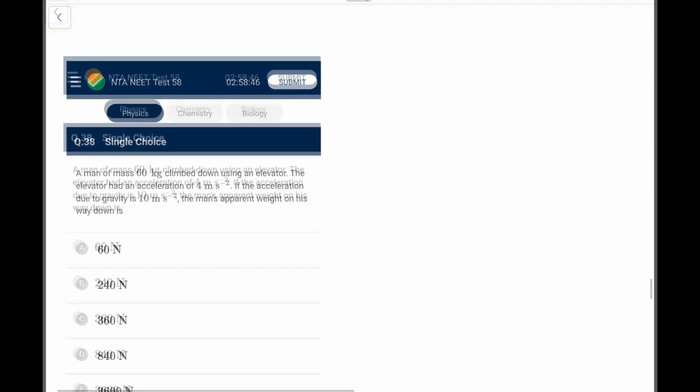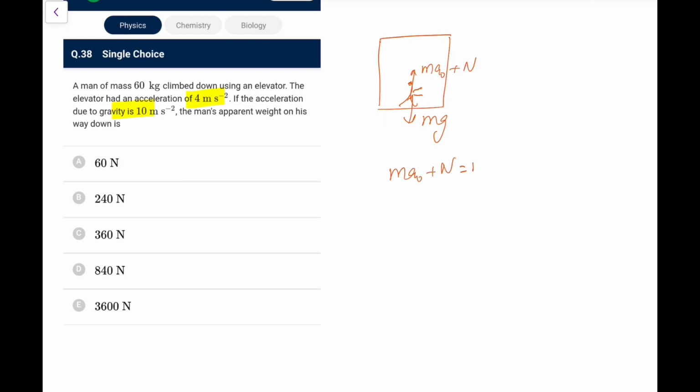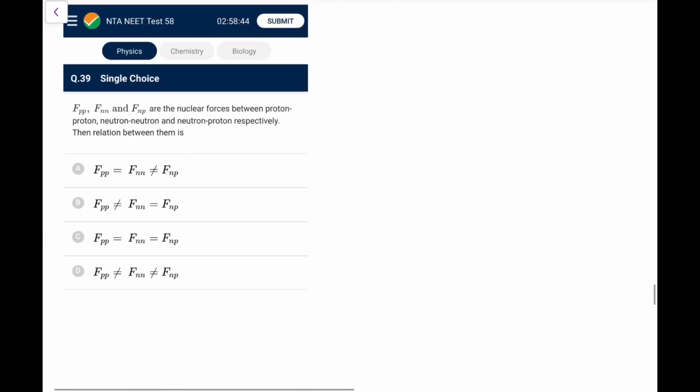Next one. A man of mass 60 kg climbed down using an elevator. The elevator had an acceleration of 4, acceleration due to gravity is 10. The man's apparent weight on its way down is? On the way down, let's say it's basically a lift, you can imagine. Because it is going down, the pseudo force would be acting upwards. m a naught plus N would be equal to mg. So apparent weight is N, which becomes mg minus m a naught. So this becomes 60 into 10 minus 4, that is 6. 60 into 6, that is 360 Newton will be its apparent weight. If it were going up, it would have been g plus a naught. You know these things, very common questions.